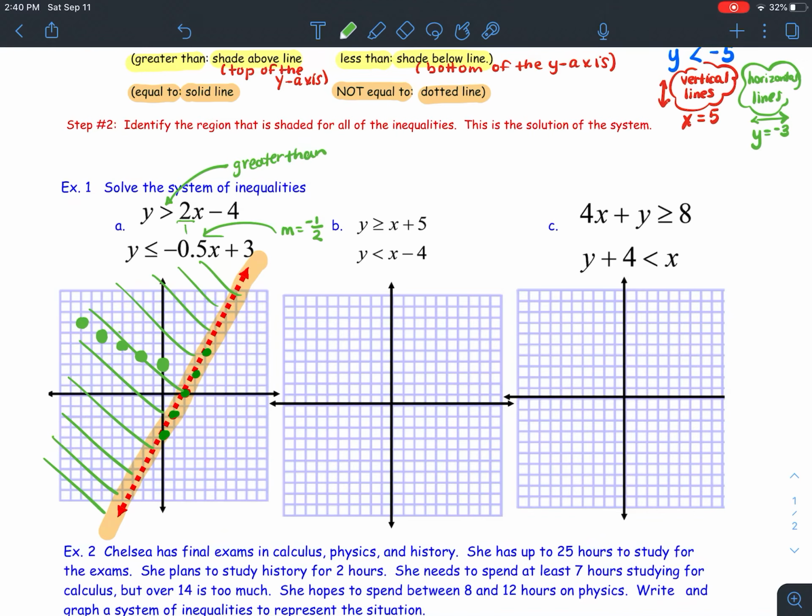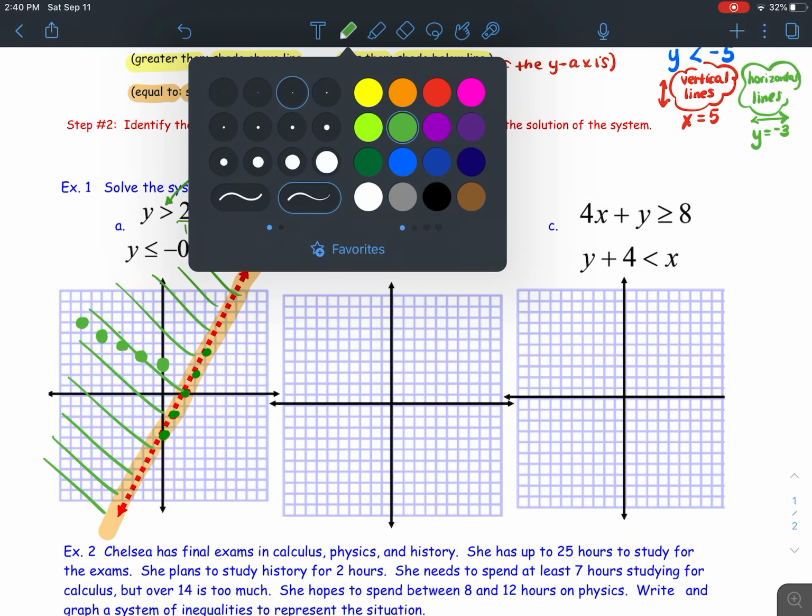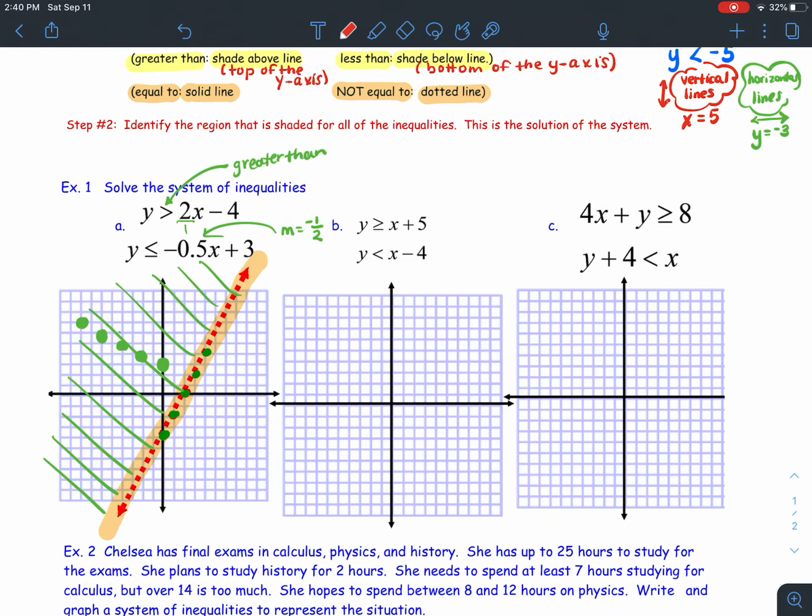Now before I connect these dots, I need to look closer at my symbol and determine whether I should be graphing this as a solid or a dotted line. Since I have an equal to bar here, I am going to graph this line as being solid. So I'm going to run my pencil through those points, making the line solid.